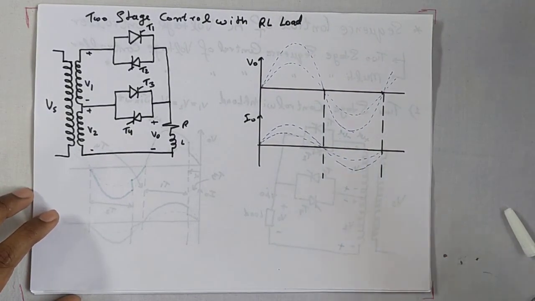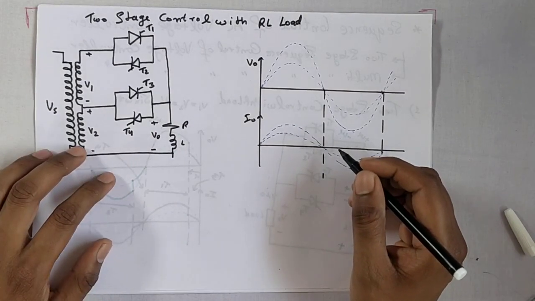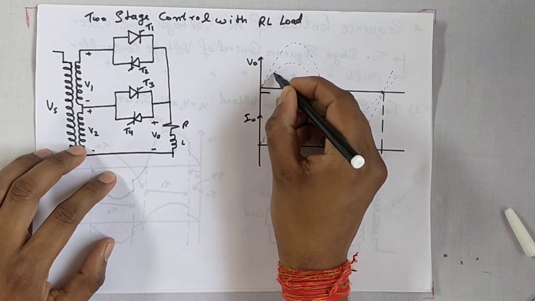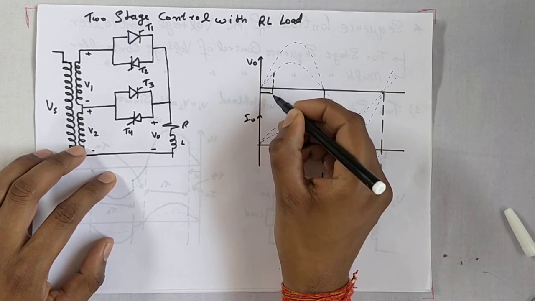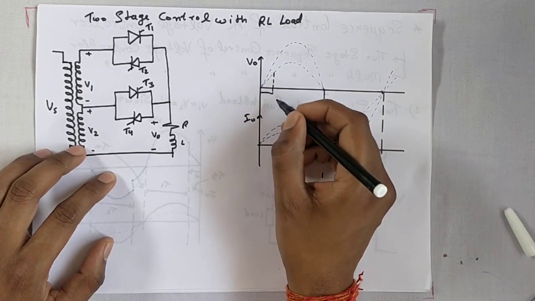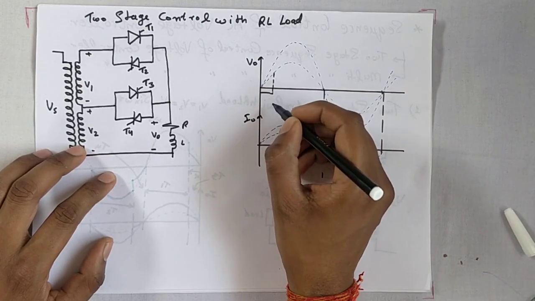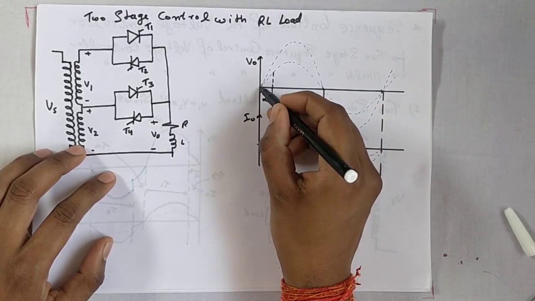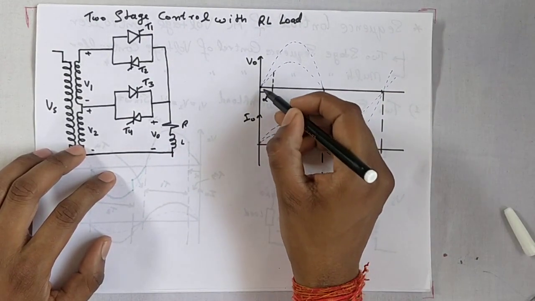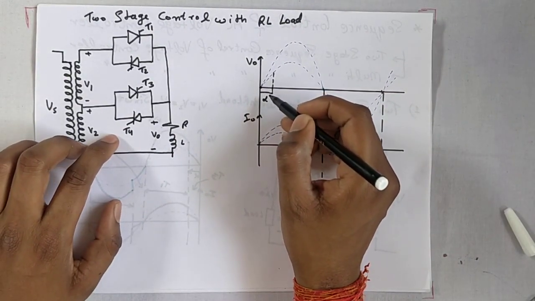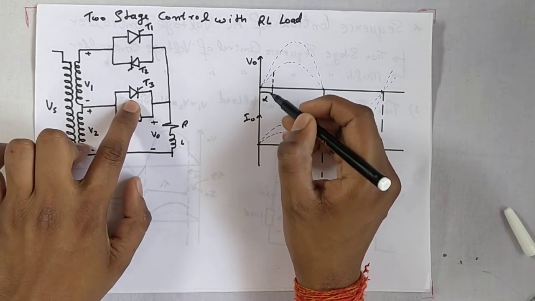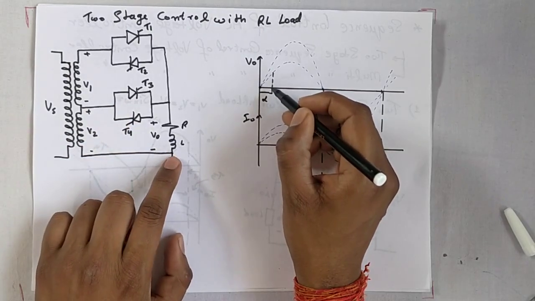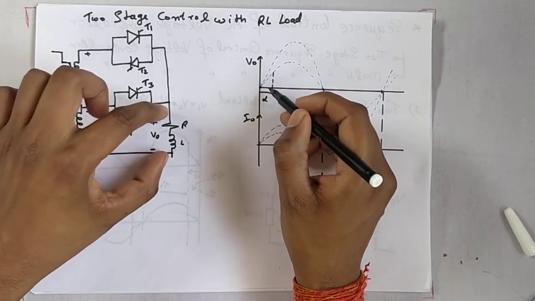Okay, let's start. At the starting, at any angle alpha, we trigger. Let's say from here, suppose T3 is on. T3 is on from here, then the output voltage will be like V2. Output voltage will be V0 equal to V2.